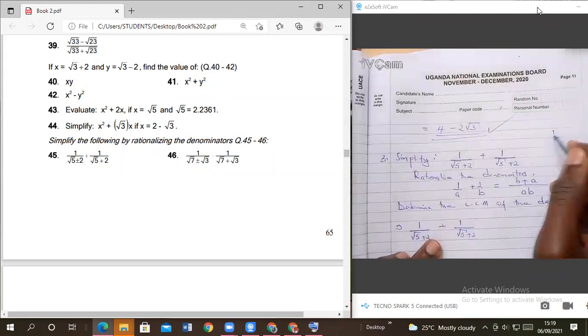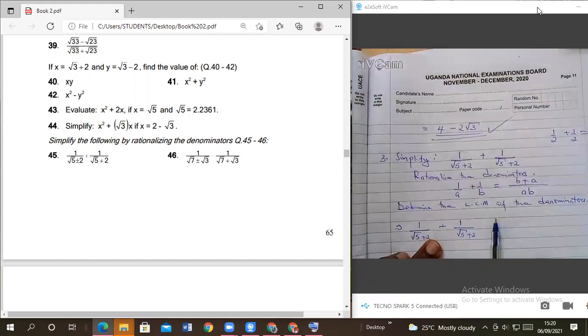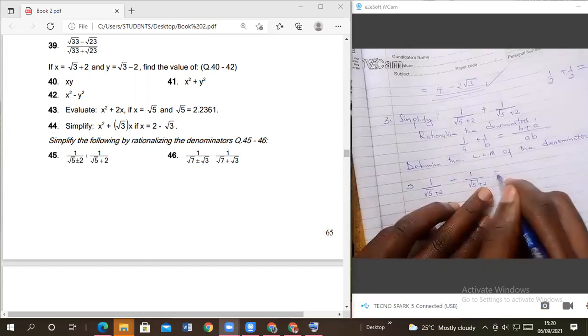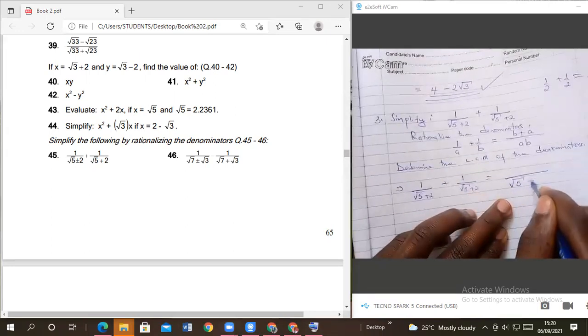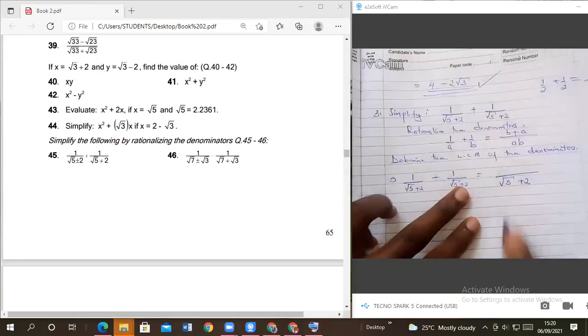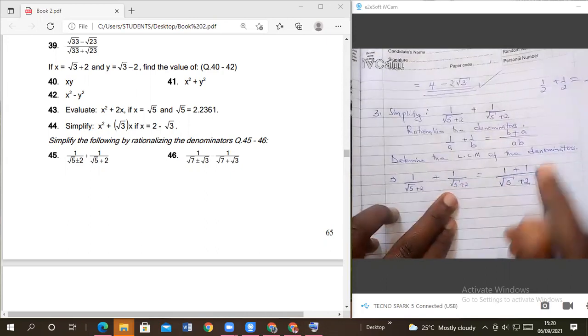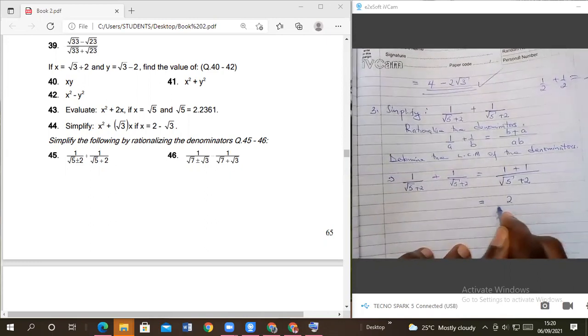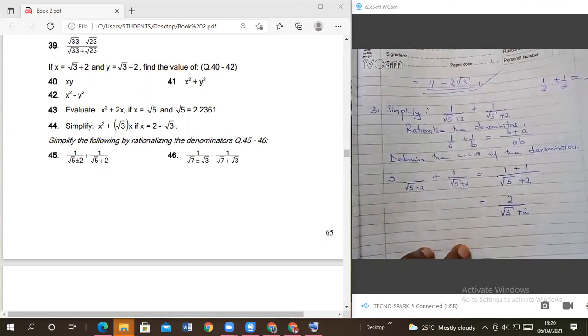It's like when you have a half plus a half. What is the LCM? The LCM is 2. So in this case, our LCM is root of 5 plus 2 because they are the same. Root of 5 plus 2 divided by that will give us 1. So we shall have 1 plus 1. Members, are you following me? So we shall have 2 over root of 5 plus 2.